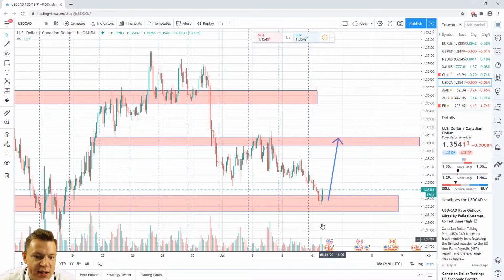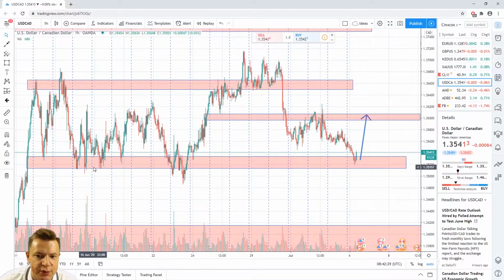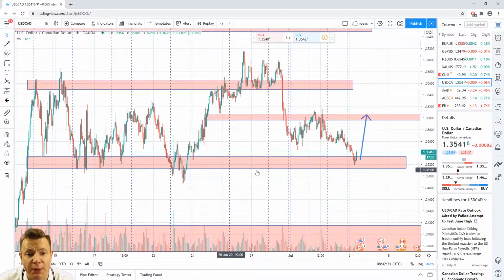Another idea in USD Canadian dollar. Right now, price near important support level around 1.3520. And right now, as you can see, price try to get a bounce from this level. That's why I recommend you long this currency pair, and the first target will be around 1.36.